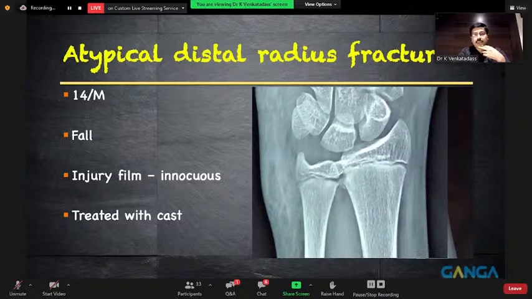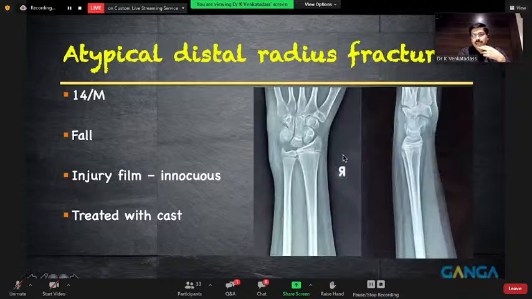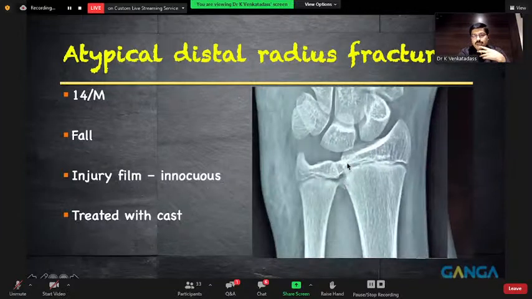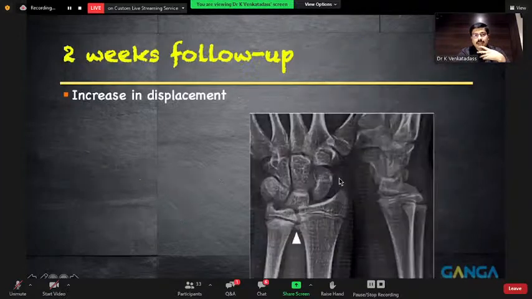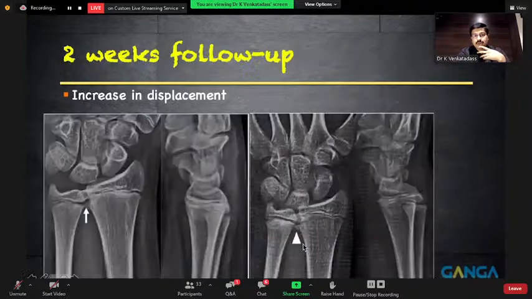This is a 14-year-old boy. If you look at the initial X-ray, it looks very innocuous, it can pass off as not looking like a fracture. If you look carefully, the clear space between radius and ulna is obliterated, and there is a small looking fracture. This was treated with a cast initially, and 2 weeks later he was called for follow-up.